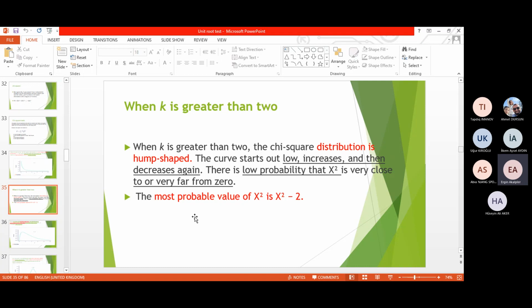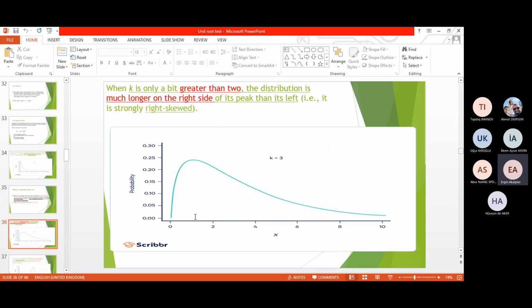Anyway, when k is greater than 2, the chi-square distribution is hump-shaped. The curve starts out low, increases, and then decreases again. There is a low probability that X square is very close to or very far from 0. The most probable value of X square is k minus 2. As it is represented here, it goes up to a probability approaching 0.225. Then this is k equal to 3, where the degrees of freedom is 3.